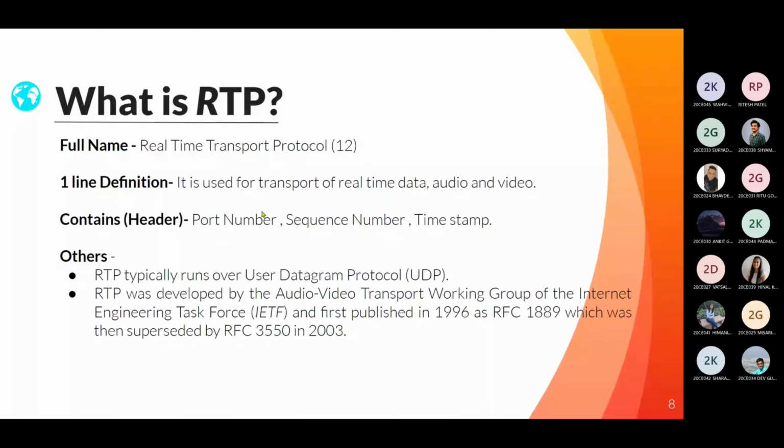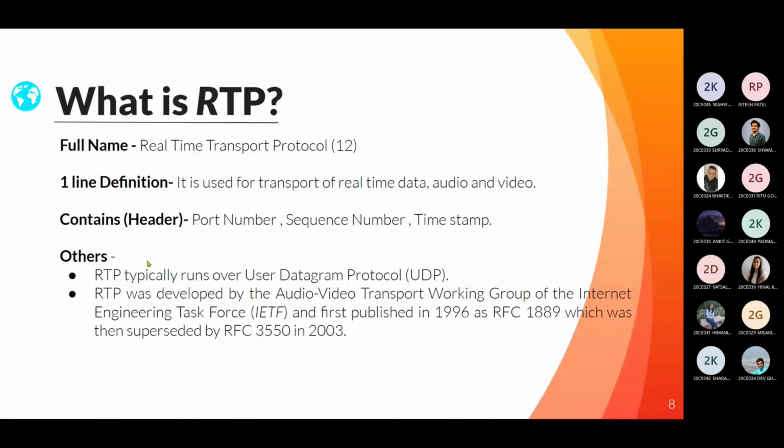Other facts about RTP. RTP typically runs over the UDP protocol. That is, we make modifications in UDP because it is not reliable. So we make modification to it. Hence, it works along with RTP.